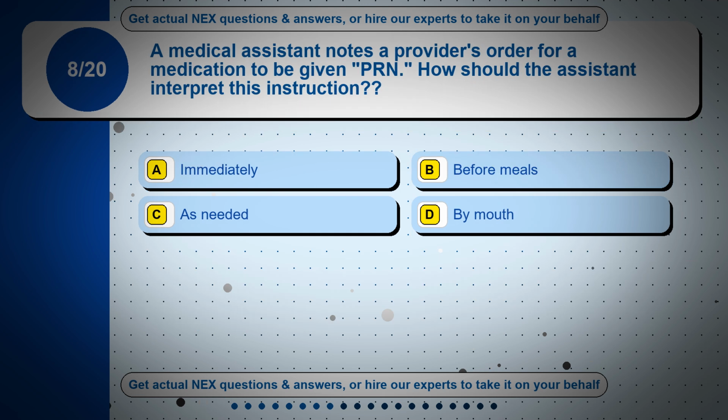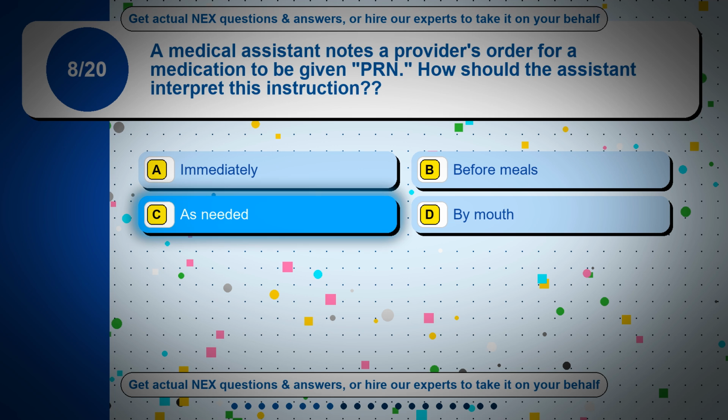Question 8. A medical assistant notes a provider's order for a medication to be given PRN. How should the assistant interpret this instruction? Option A, immediately. Option B, before meals. Option C, as needed. Option D, by mouth. The correct answer is option C, as needed.